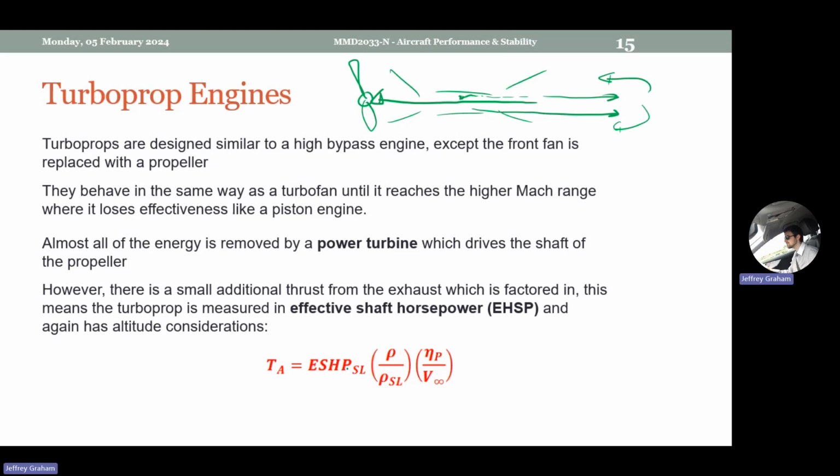And that produces an equal and opposite reaction. So we've got a mixture of the shaft power for the propeller and the thrust concept from the engine exhaust. The terms are very much the same. Density at altitude, density at sea level, the speed the aircraft's going. And this time, eta P is the propeller efficiency. You'll generally be given that value if you need it.